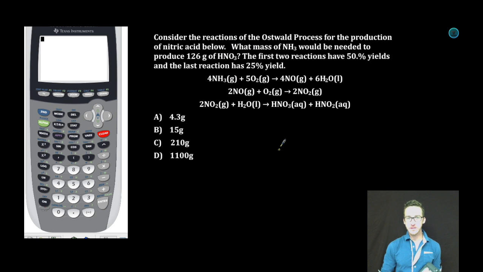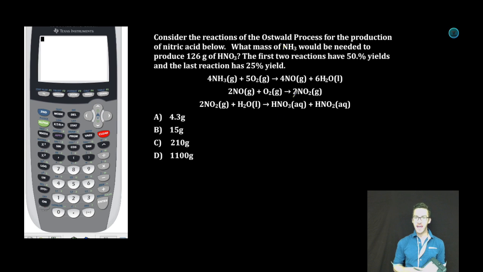All right, as you take a look at this problem, it says, consider the reactions of the Ostwald process for the production of nitric acid below. What mass of NH3 would be needed to produce 126 grams of HNO3? The first two reactions have 50% yields and the last reaction has 25% yield.